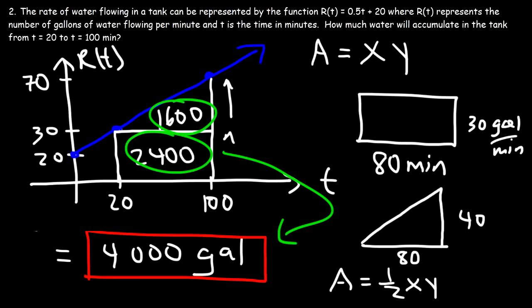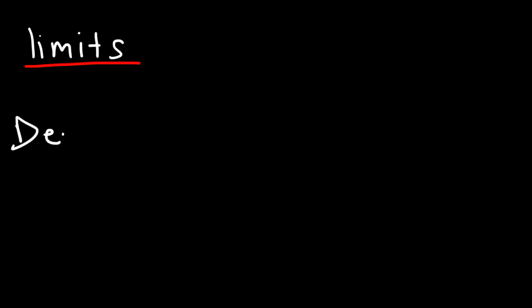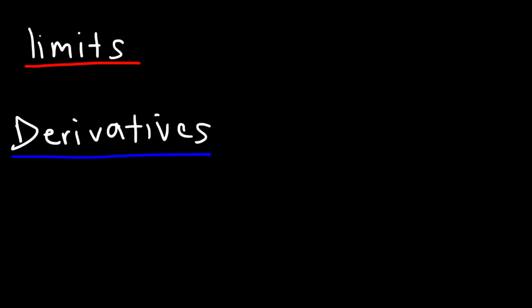It doesn't represent the total amount of water in the tank, but it represents the change in the volume of the water in the last 80 minutes. So that's basically it for this video. So to review, just remember, limits allow you to evaluate a function when x approaches a certain value. Derivatives are functions that allow you to calculate the instantaneous rate of change of a function at any instant of time.